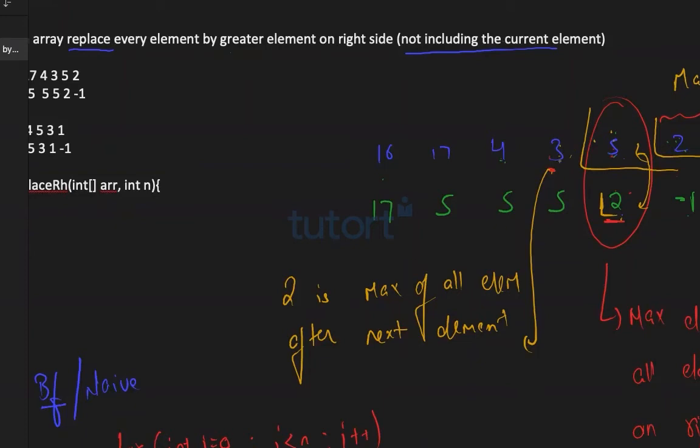So how are they relevant to 3? Again, 2 is the maximum among all the elements after the 5, and 5 is the next element, so the 5 is not considered in that comparison. So we just have to compare 5 and 2, because 2 is already the maximum element. If we compare with 5, the comparison includes the 5 also. So we compare 5 and 2, and that becomes the greatest element for 3.